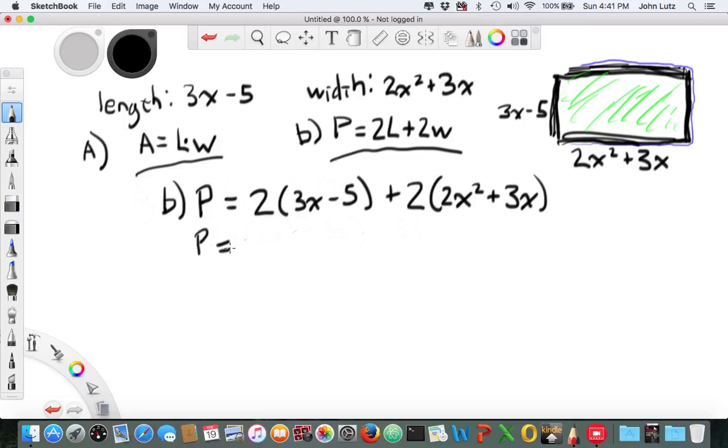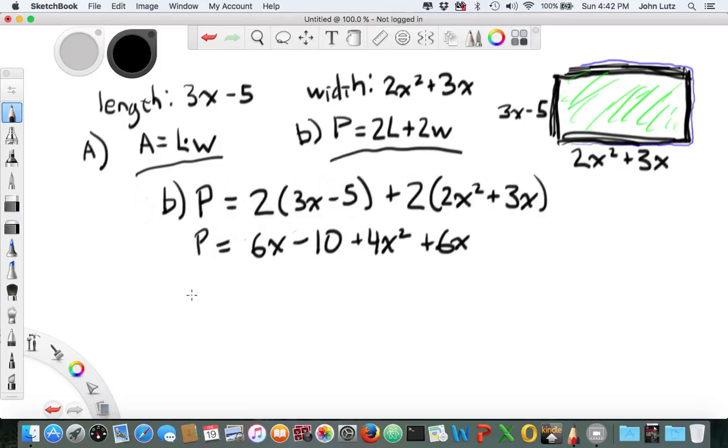So it's going to be the same as 2 times 3x, which is 6x, and then 2 times negative 5, which is minus 10, and then 2 times 2x squared is going to be plus 4x squared, and then 2 times 3x is plus 6x. Oh my god, this looks so easy.